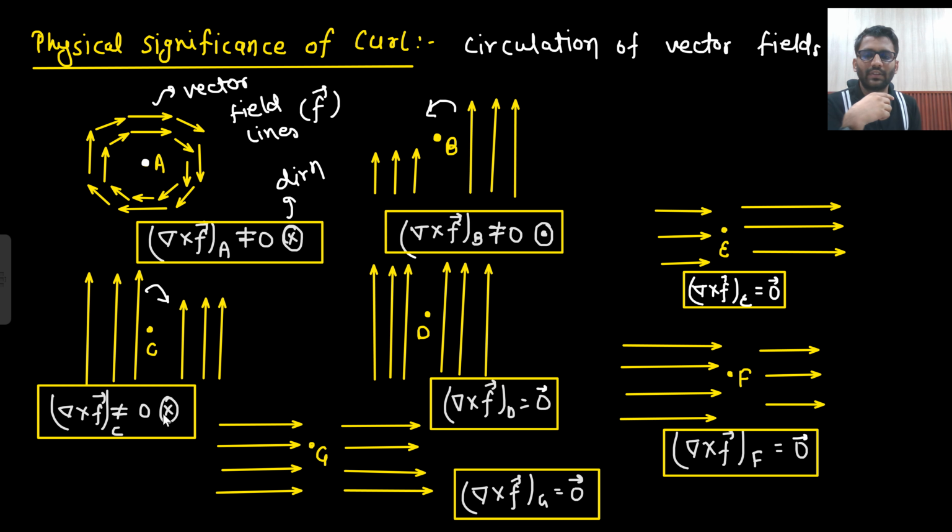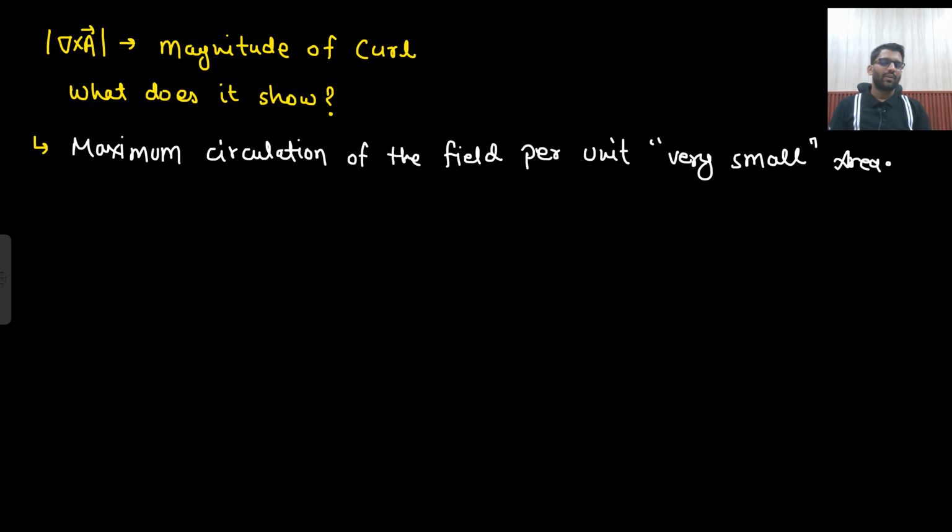Okay. So all these are 0. Here this was the direction inward. Here this was the direction outward. Here this was the direction inward. Okay. Well and good. So what does the magnitude represent?